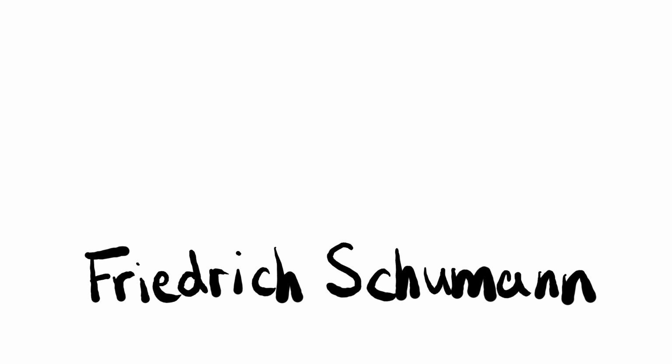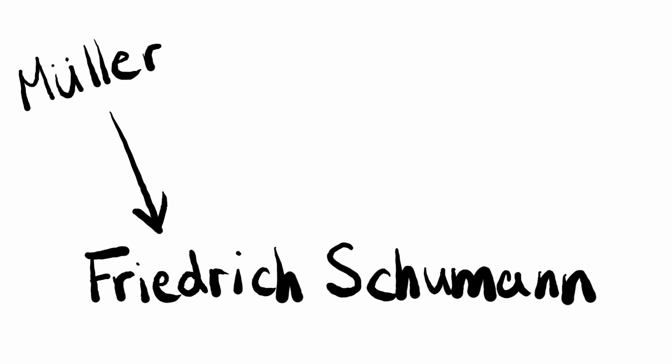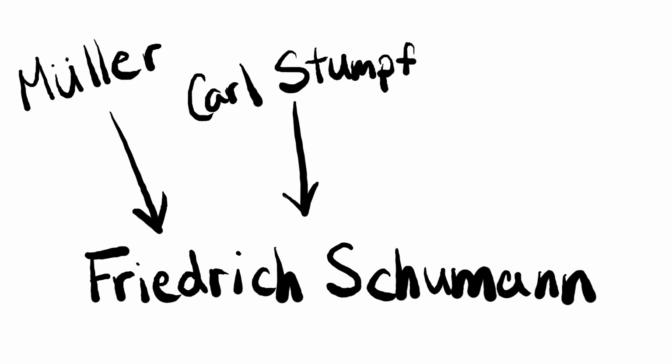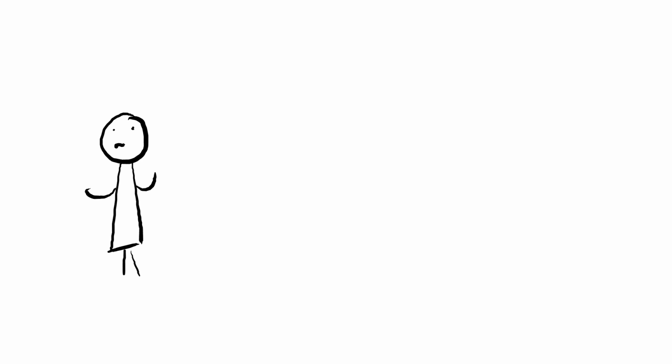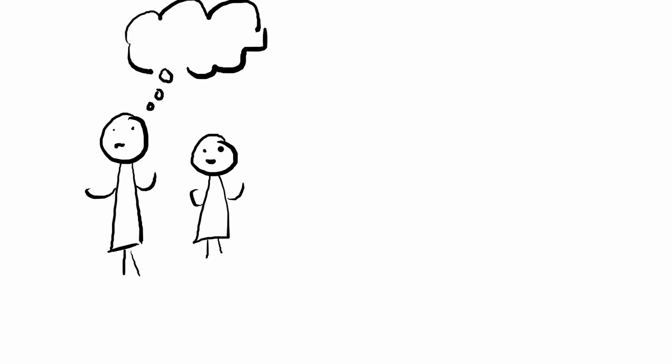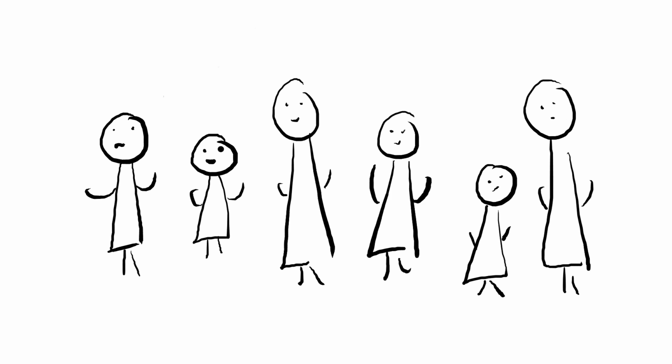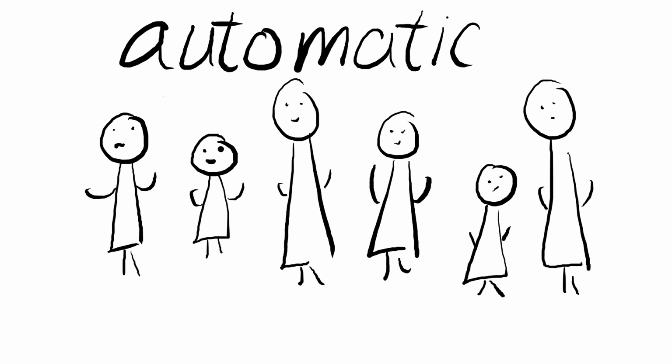Schumann was the student of Müller. He also worked with Stumpf, and was also involved later on in the Gestalt movement. They wanted to recreate Ebbinghaus's memory experiments, but wanted to run it on multiple subjects. That's why Müller wanted to come up with a way to present stimuli automatically to his subjects.